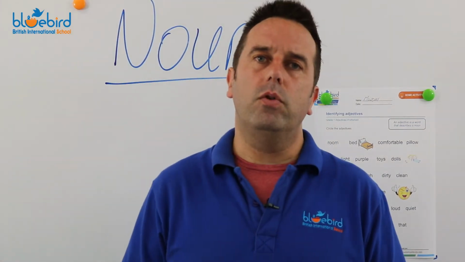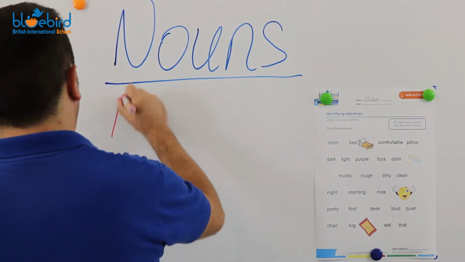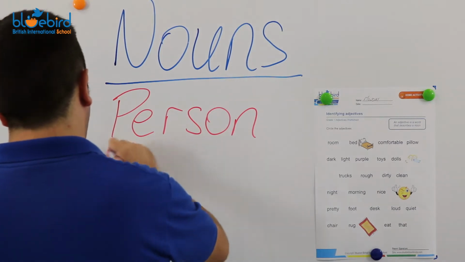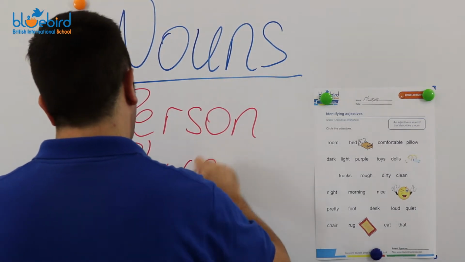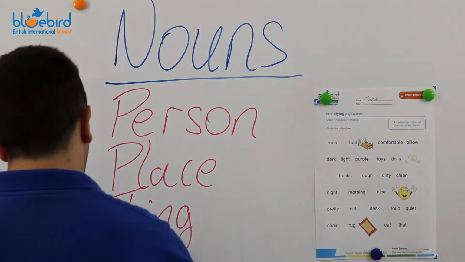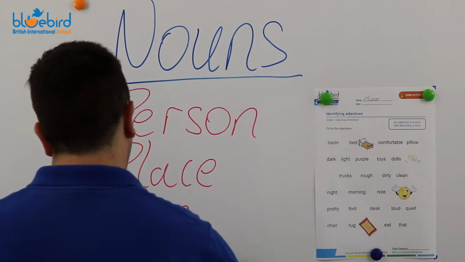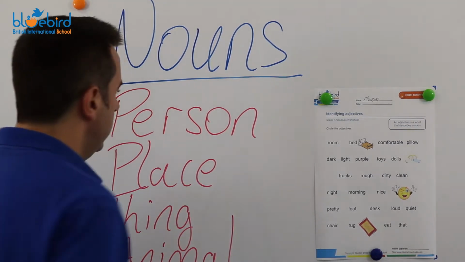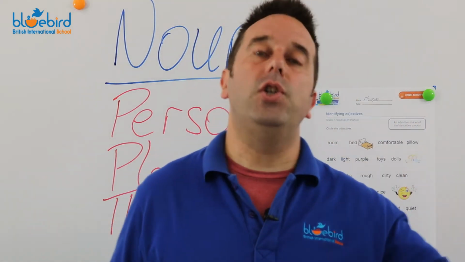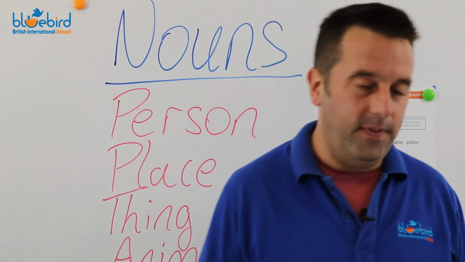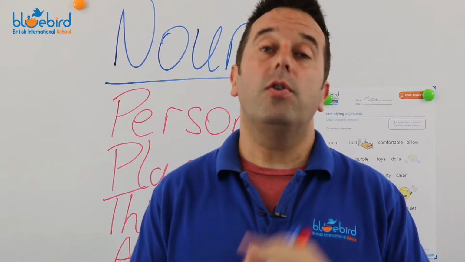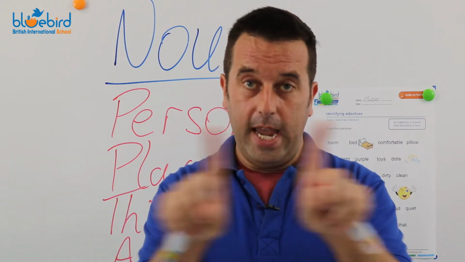What are nouns? We had 4 we covered. Person, place, thing, and animal. Okay. So how does that link to adjectives? Well, an adjective is a word that describes a noun. So they go together.